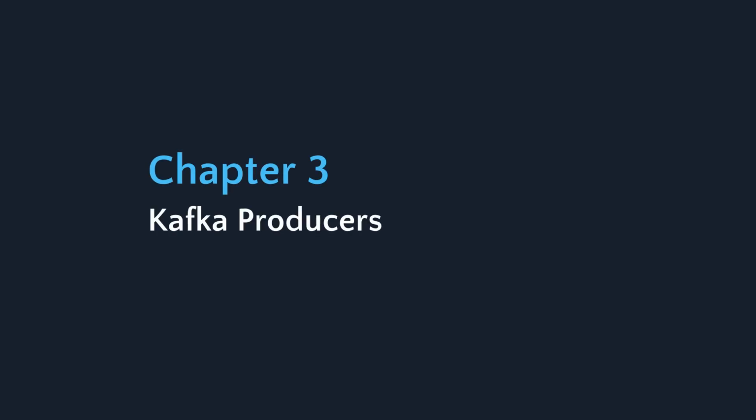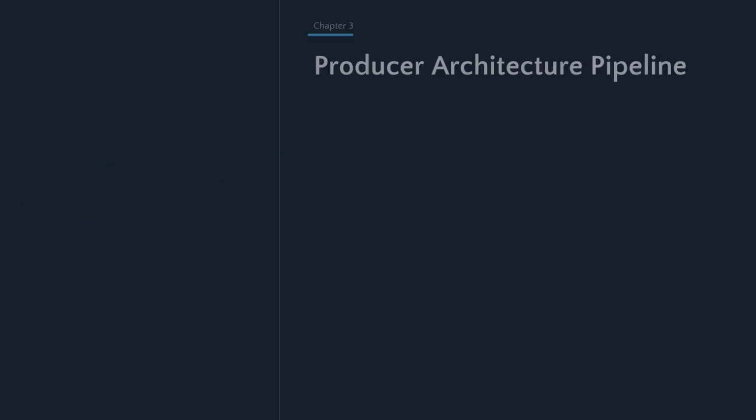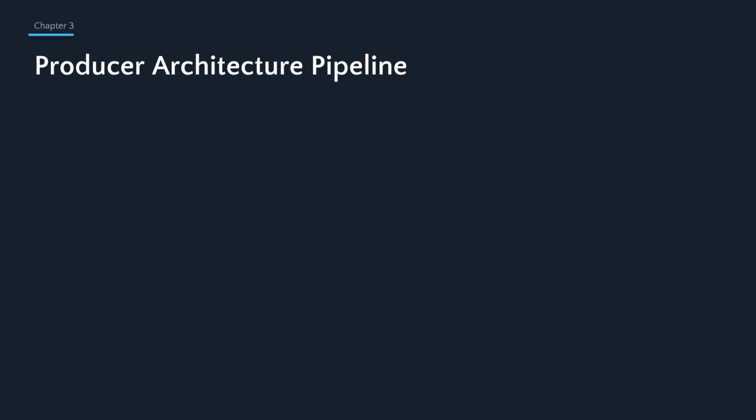Alright, Chapter 3. This is where we get a better understanding of the Producer and start writing actual code. We're going to learn how to produce messages to Kafka, and more importantly, how to do it reliably and efficiently. Before we write a single line of code, let me walk you through what happens when you send a message.